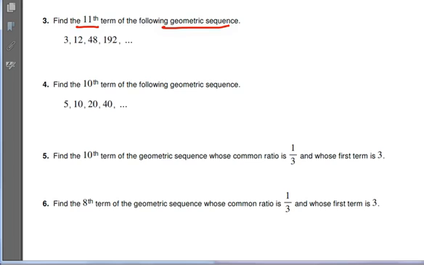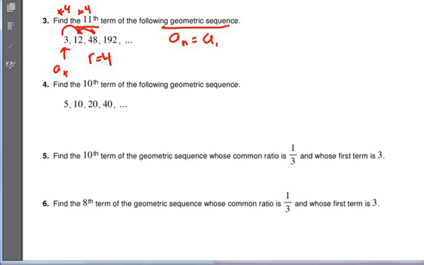Okay, well, I've got the first term, so a sub 1, and I've got the common ratio. Looking through this, 3 to 12, that's multiplied by 4. If you were in any doubt, you could just check it again. 12 times what equals 48. Take that term, divide it by this term, and you can see what your common ratio is.